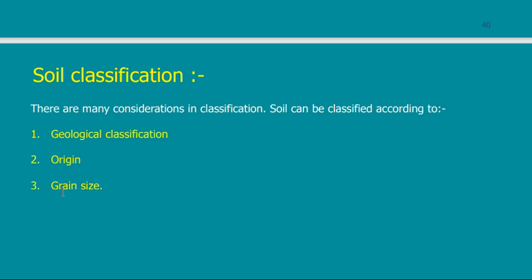If I want to classify a soil, I either classify it based on its geological classification, what geologists classify, or the origin. Was it a rock and then disintegrated, or was it transported from one place to the other? Or I can classify it based on the soil particle. I may tell you that this is sand or this is clay, mainly depending on the size of the particle. So there are many ways for classification.